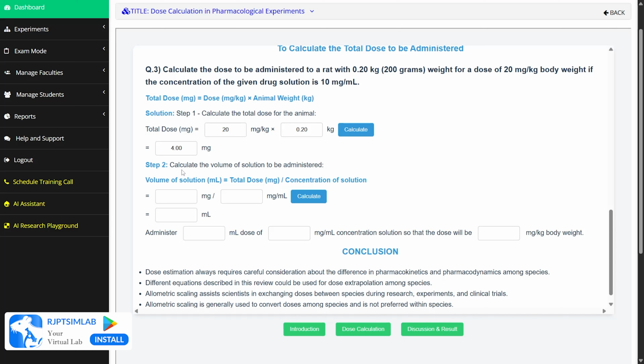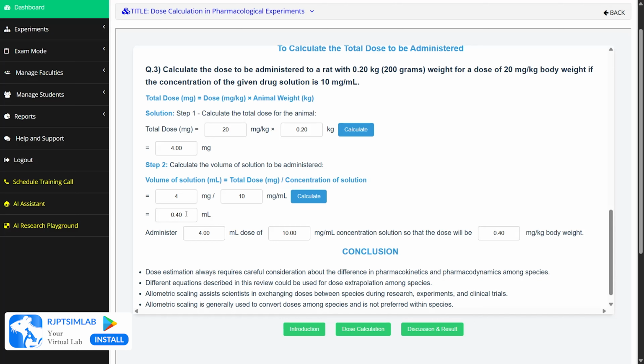Now let's move on to the second step. Calculate the volume of solution to be administered. For that, we have the formula: volume of solution in milliliter is equal to total dose in milligram divided by concentration of the solution. So, according to the formula, let us put the total dose as we have calculated it earlier in step 1. The total dose for the rat is 4 milligrams. And we have to divide it by concentration of the solution. The concentration is given in the question. It's 10 milligram per milliliter. So we'll put the value and then we will calculate it. So the volume of solution to be administered for the animal is 0.40 milliliter.